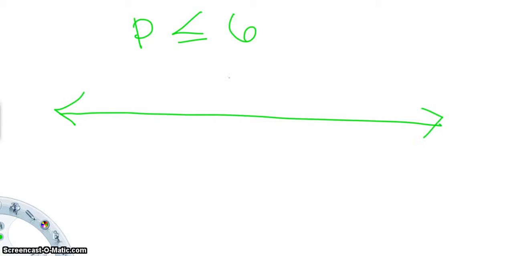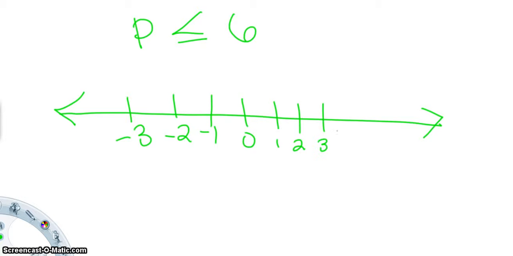So if we're looking at p is less than or equal to 6, we start off with our number line. And we put some points in. If I have negative 3, negative 2, negative 1, 0, 1, 2, 3, 4, 5, 6, 7. Just want to make sure I have some numbers present here. You can skip count if you would like. I just went by ones on this one.